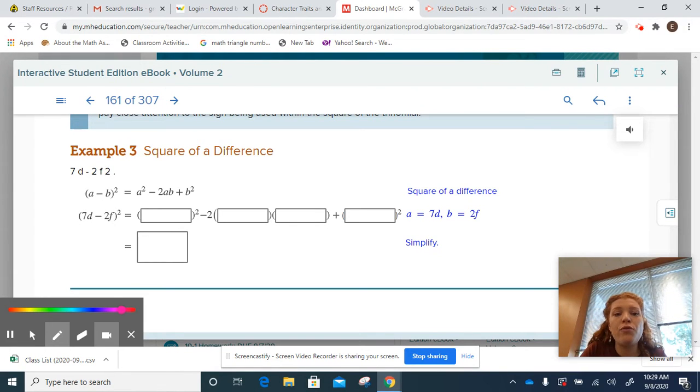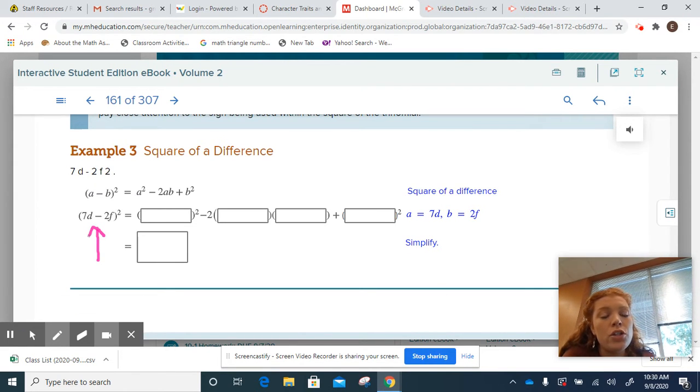All right, we are in 10-4, example 3, which is square of a difference. Last example that we did was square of a sum. So basically, the only difference between this one and the last one was a minus sign right here. So all it's going to change is a little sign right there in our formula. However, you can still FOIL.